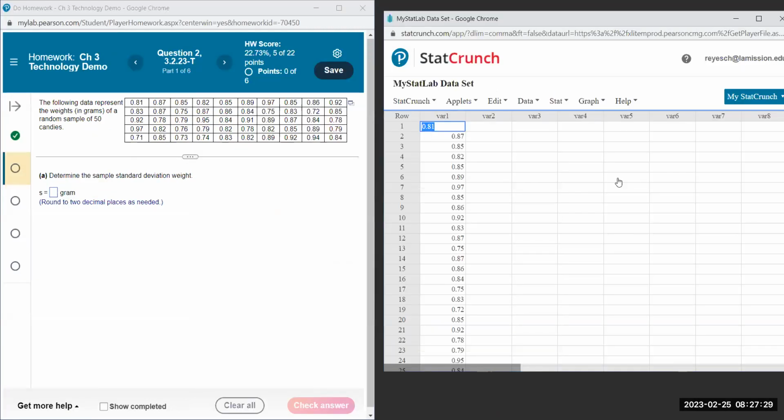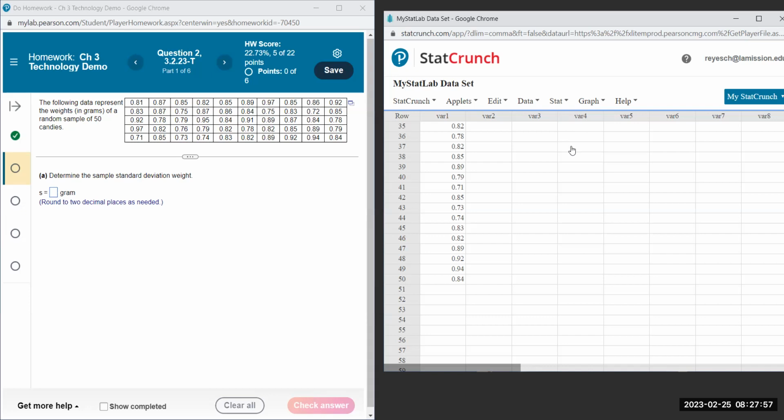Okay, the following data represent the weight in grams of a random sample of 50 candies. So they're probably weighing some Skittles or some M&Ms, that type of candy. So they took the weights of, let's say, 50 M&Ms and weighed them. Here are the results in grams. Determine the sample standard deviation.